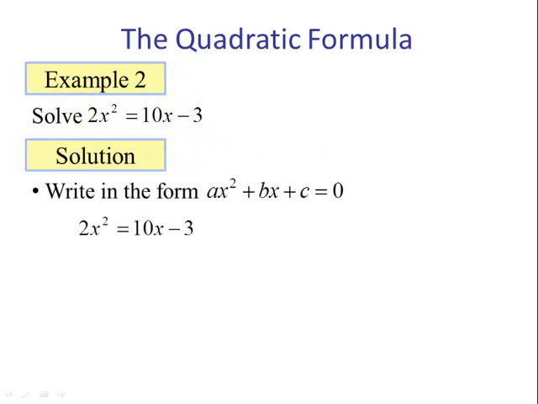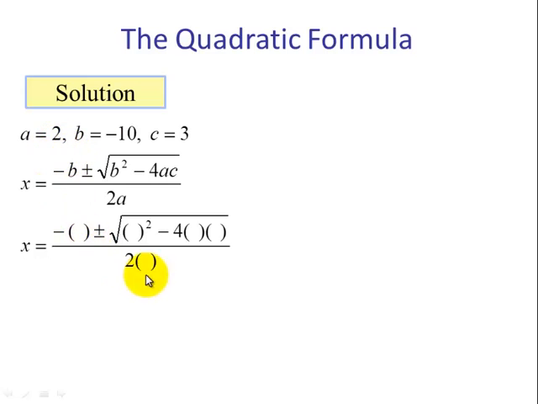So our first step is to subtract 10x from both sides of the equal sign. And finally, add 3 to both sides, and we now have 2x squared minus 10x plus 3 equals 0. So the value of a is 2, the value of b is negative 10, and the value of c is 3.